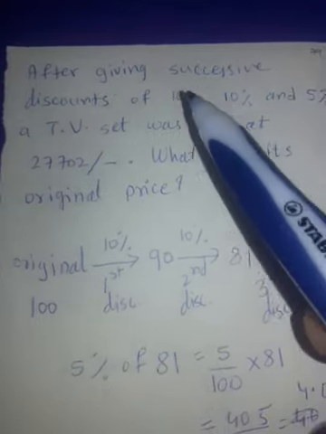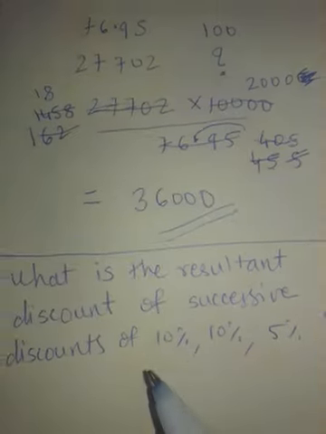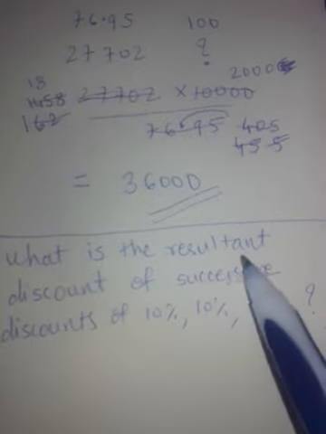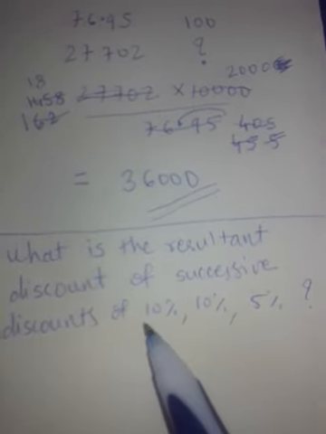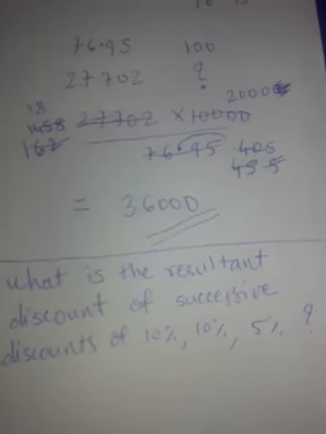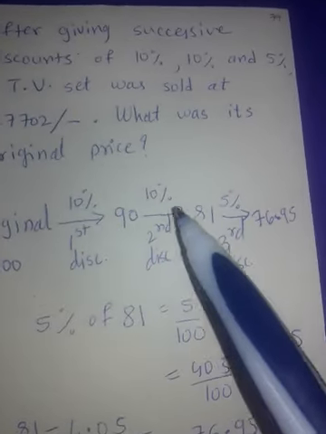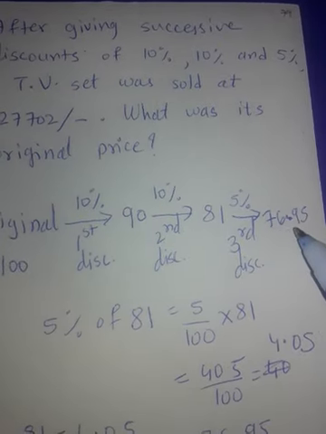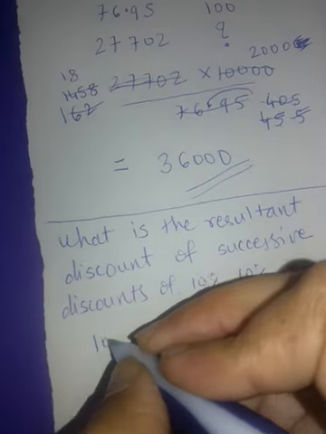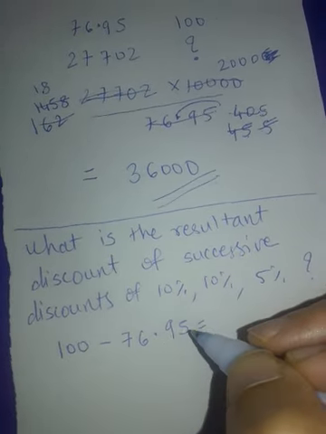Now there is a sub example in this. Let's learn that. Sometimes this question is asked about successive discount. What is the resultant discount of successive discounts of 10%, 10% and 5%? What is the meaning of this? See, now here we have calculated. Original 100 and then we give successive discounts and we arrived at 76.95, isn't it? So that means originally it was 100 and now it is 76.95. So how much is less?